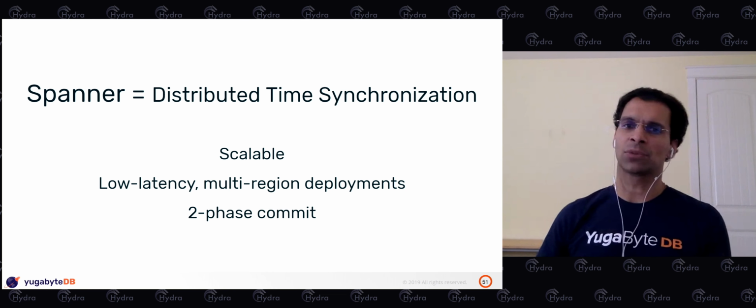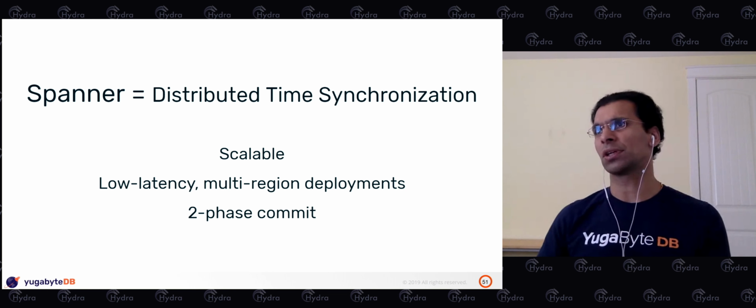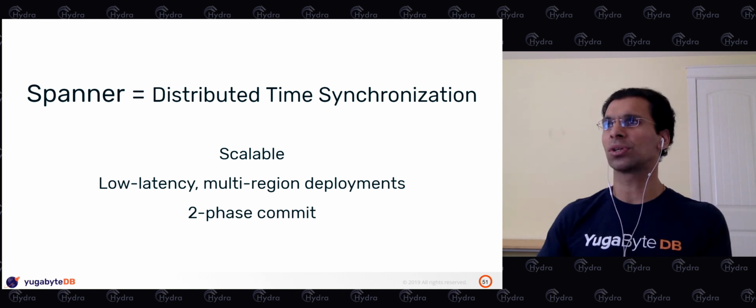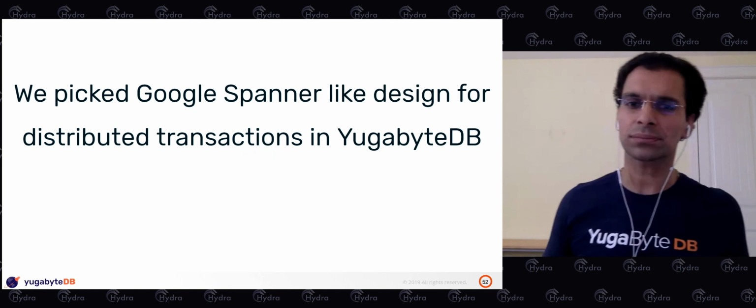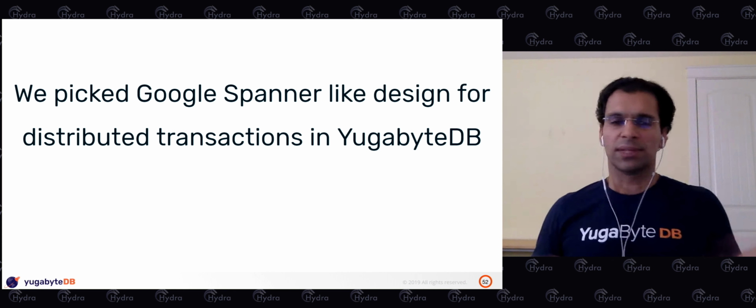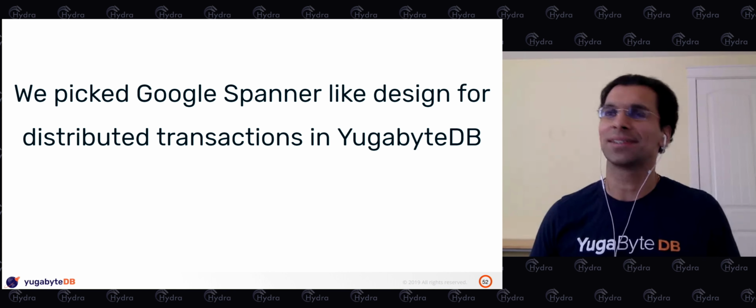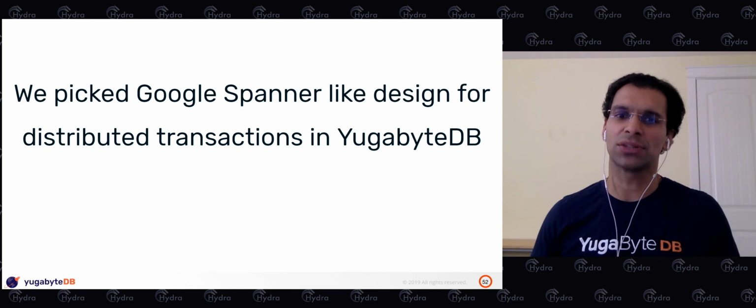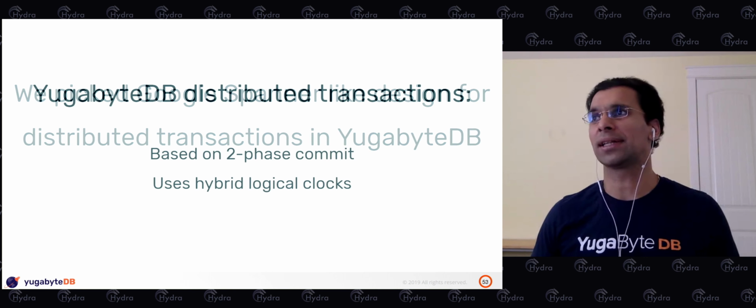But we opted for this approach because geographic distribution was one of the core design principles of Yugabyte. So because of the distributed nature, we picked a Google Spanner-like design.